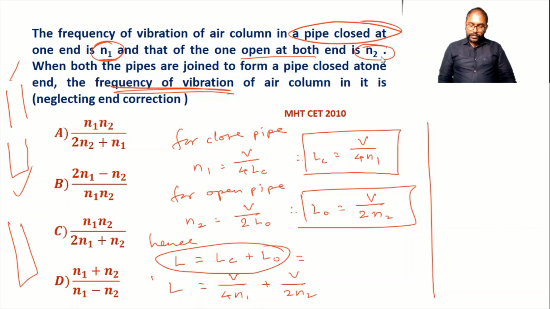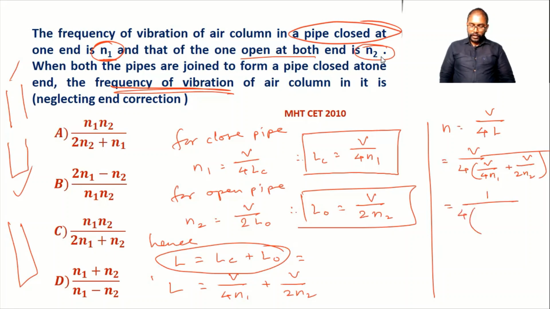Now here, the frequency of such a pipe is V upon 4 into this total length. Now the total length we have. So V upon 4, the total length is V upon 4N1 plus V upon 2N2. So we have to solve this one to get the answer. Now we can take V common and it gets cancelled. So we get 1 upon 4, and in a bracket 2N2 plus 4N1, divided by 8N1N2. So this we have to simplify.